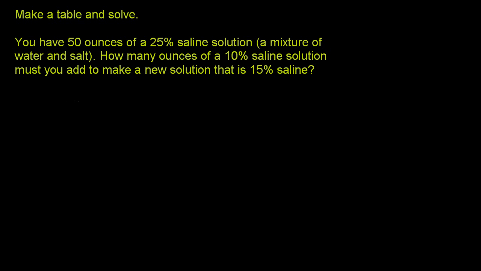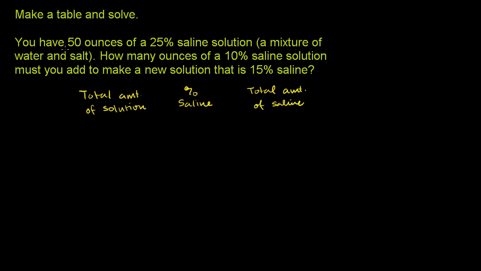So let's write amount of solution. Let me write total volume of solution. And then the next column, I'll say percent saline. And then we can use this information to figure out the total amount of saline. And let's list it for each of the two solutions that they talk about.